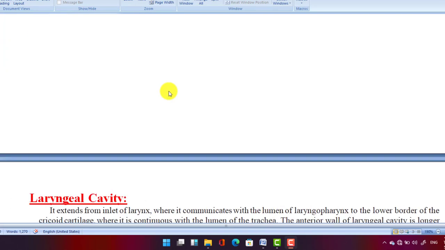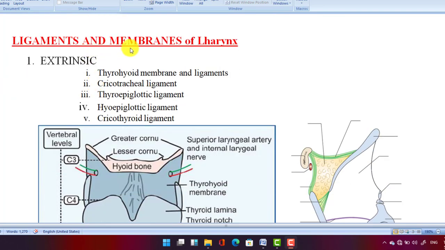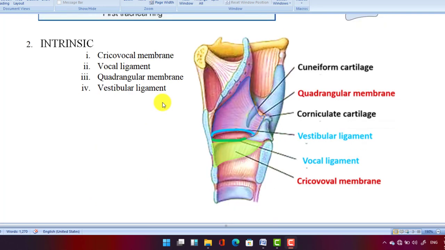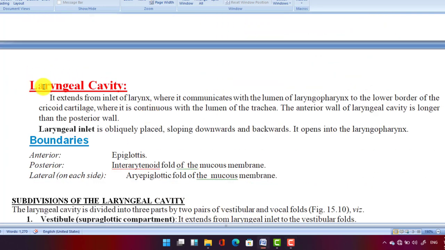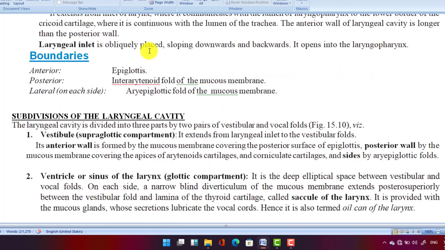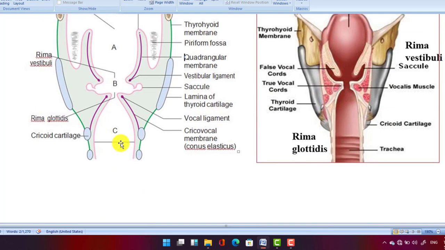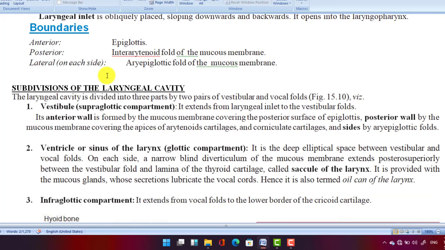Friends, we are discussing the anatomy of the larynx. The previous lecture was about the ligaments of the larynx. Now in this lecture we are going to discuss the laryngeal cavity, or the cavity of the larynx. As we have it in the diagram here, in which area does it begin and which area does it end, we will see right now.